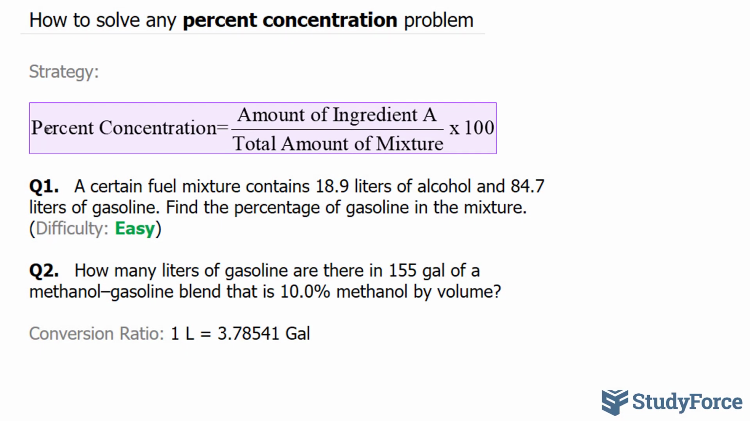The first question reads, a certain fuel mixture contains 18.9 liters of alcohol and 84.7 liters of gasoline. So this mixture contains both alcohol and gasoline. Find the percentage of gasoline in the mixture. So in our case, our amount of ingredient A will be 84.7 liters, which is representative of the gasoline.